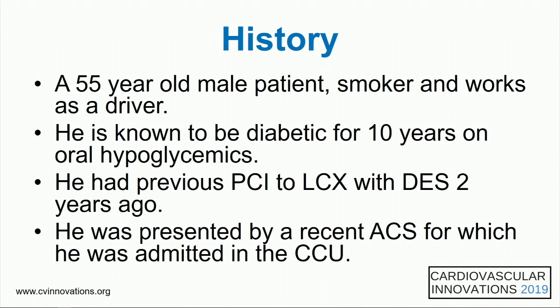Short history of our patient. He's a 55-year-old male patient, smoker, and works as a driver. He's known to be diabetic for 10 years on oral hypoglycemics. He had a previous PCI to the CIRC with a drug-eluting stent 2 years ago. He presented to our ER with a recent acute coronary syndrome, for which he was admitted to the CCU.